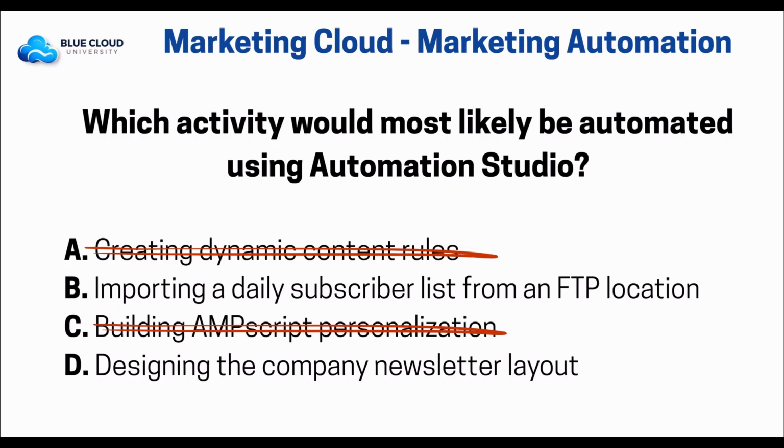And then finally, D says designing the company newsletter layout. Well, I'd rather ask my vacuum cleaner to help me make dinner because it's just about as useless. In this case, once again, Automation Studio is about being able to work with data, to sort data, to move data from point to point. It has nothing to do with design. It has nothing to do with concepts of creation. This would once again most likely be something we would find in Content Builder. So an incorrect answer.